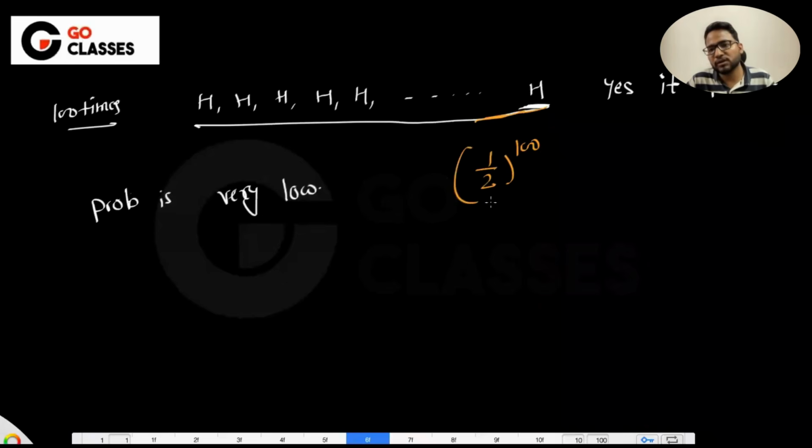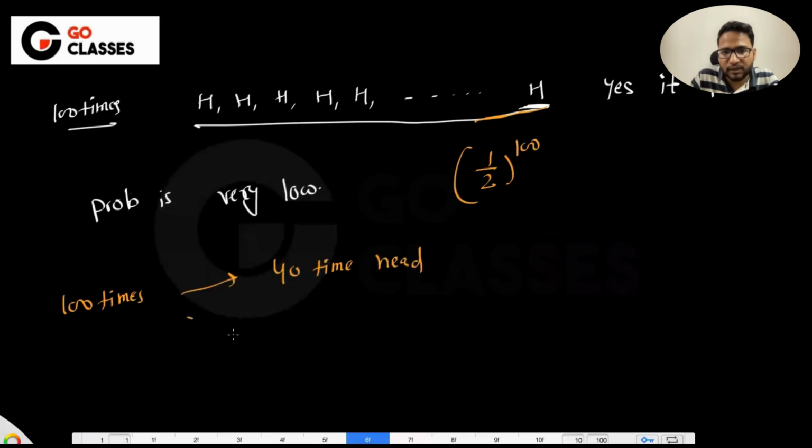If you know that calculation, it is okay. Otherwise, we will calculate it later. And let's suppose, like I say, that in 100 times, maybe 40 times head occurs. Is this possible? And 60 times tail occurs? That is also possible, right? Everything is possible. It is just that they will have different probability.